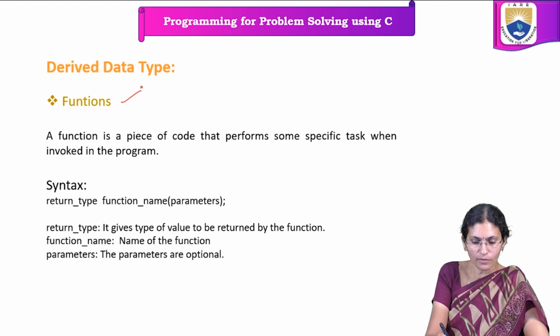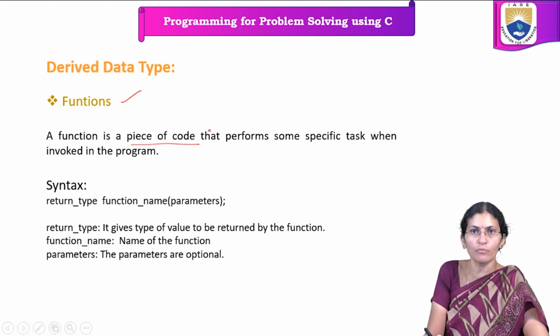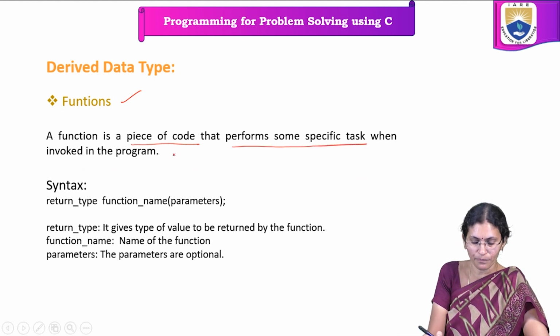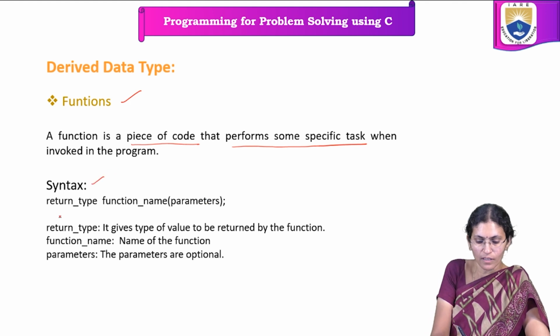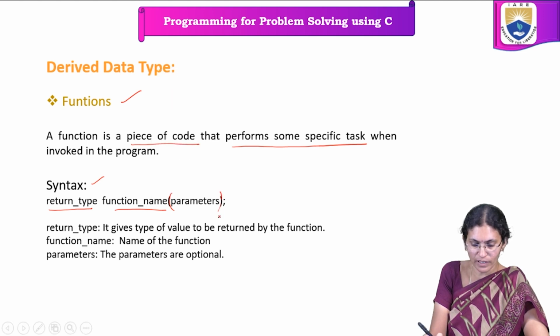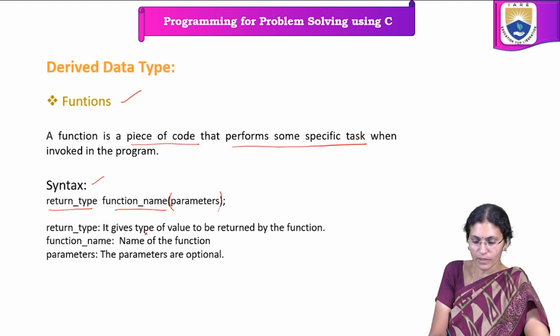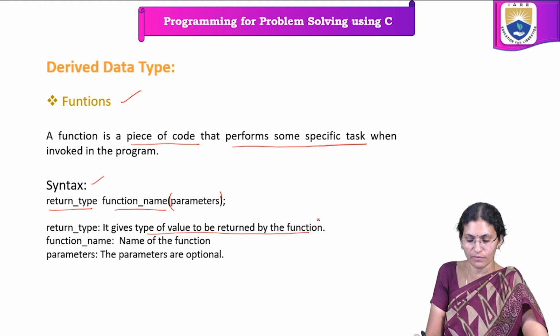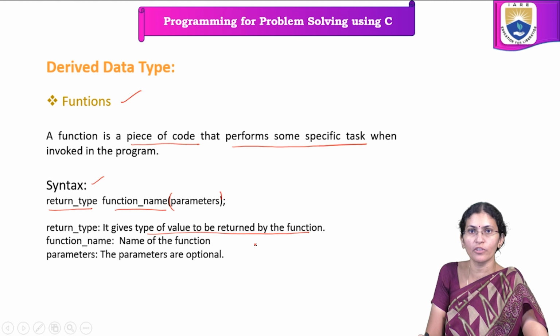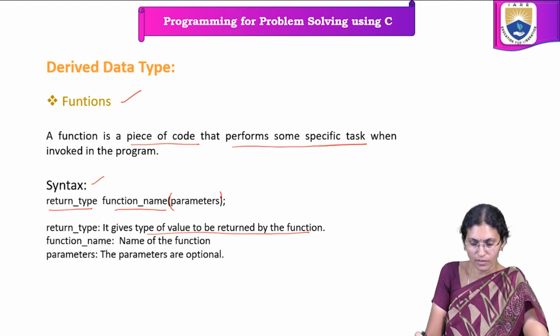So next one is functions. What is a function? A function is a block of code which is written to perform some specific task when invoked in the program. The syntax is return type, then function name, and then inside the parentheses the parameters, followed by a semicolon. Return type gives the type of value to be returned by the function. Function name is the name of the function, and parameters are optional. That depends upon the function.